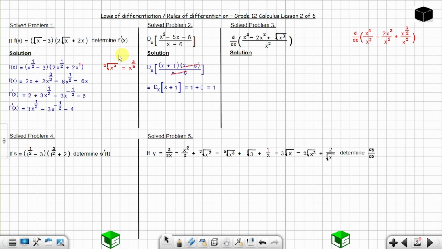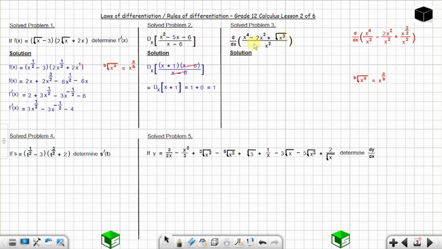Remember, as I showed you in question 1, to get rid of the root sign, this is equal to x to the power of a over b. In this case, your exponent is 3, and you have an invisible 2 there, because this is a square root sign. So it will be x to the power of 3 over 2.